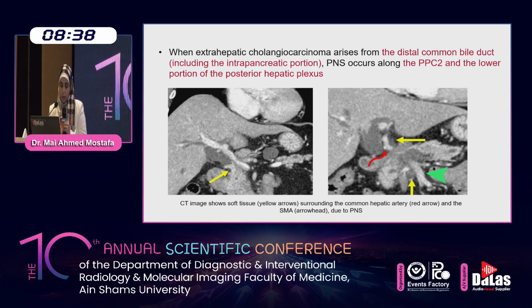the common hepatic neural plexus. As we can see on the first coronal CT image, there is a mass lesion within the lower bile duct associated with soft tissue density encasing the common hepatic artery, superior yellow arrow in the second image, or extend medially toward the uncinate process encasing the superior mesenteric artery and inferior pancreaticoduodenal artery, which is plexus pancreaticus capitalis pathway 2.